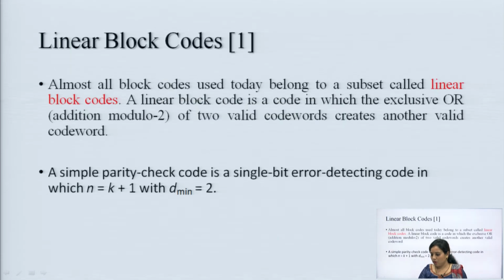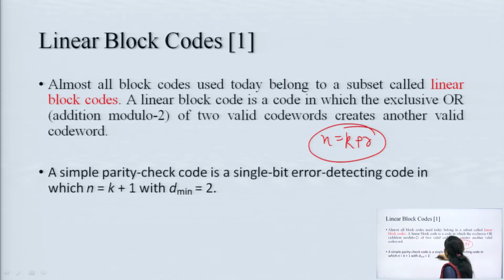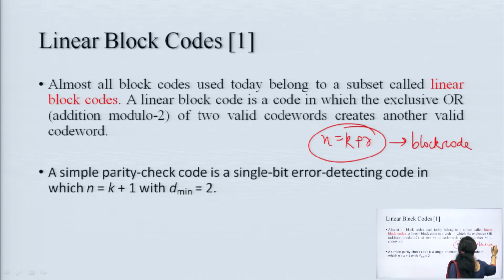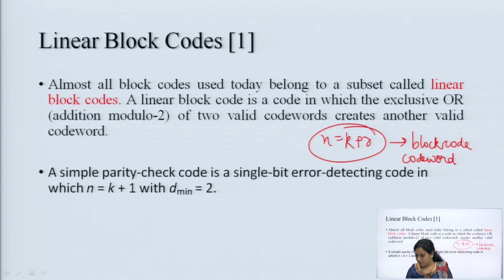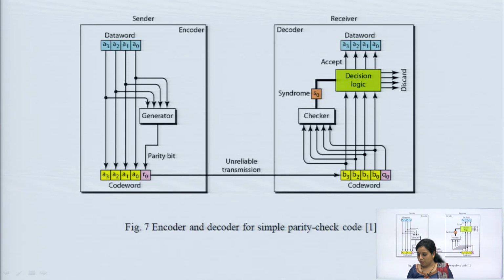Next is the linear block codes. I have told you about linear block codes. Linear block codes, or LBC codes, or block coding, is where n is equal to k plus r, and this is the theory related to block coding. This block code, or you can say the code word, is where you have to add the data word plus the redundant bits. So, this is about linear block coding.